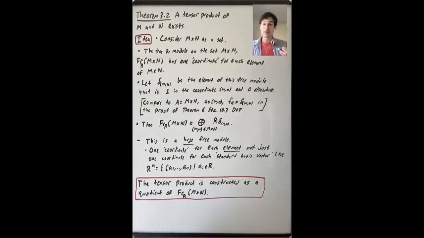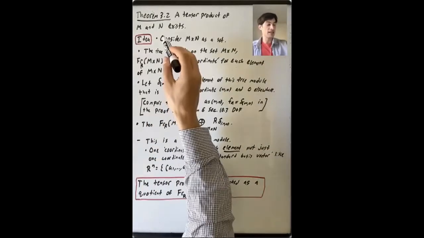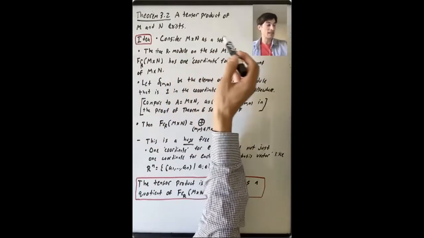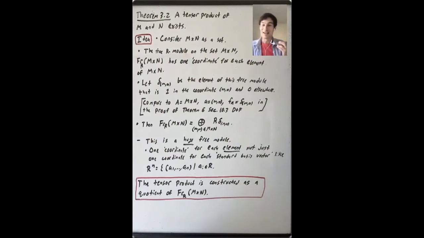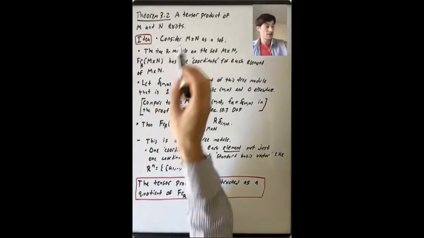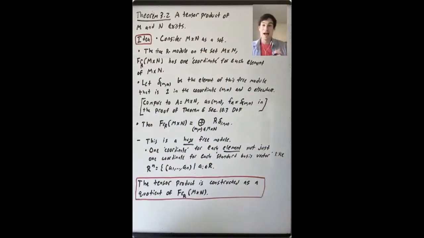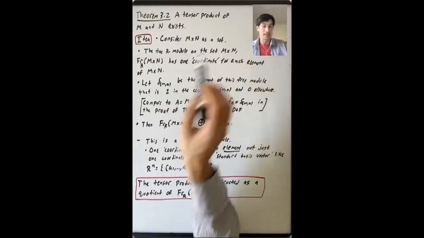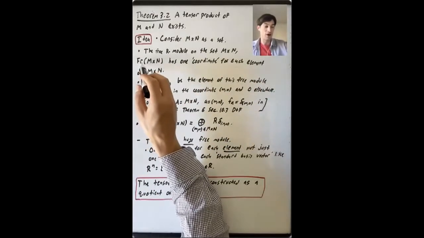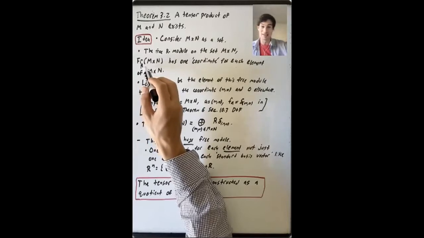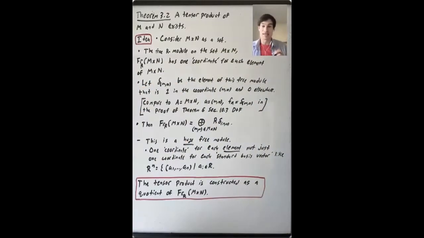So here's the idea. Let's consider M cross N as a set. So we have these R modules M and N, and we want to show that a tensor product of these R modules actually exists. So we start with M cross N, and we're going to take the free R module on the set M cross N. So we'll denote this F_R to emphasize that it's an R module on M cross N.